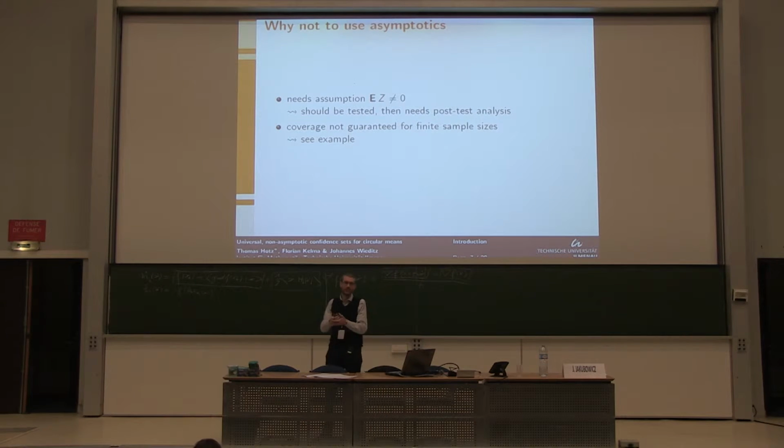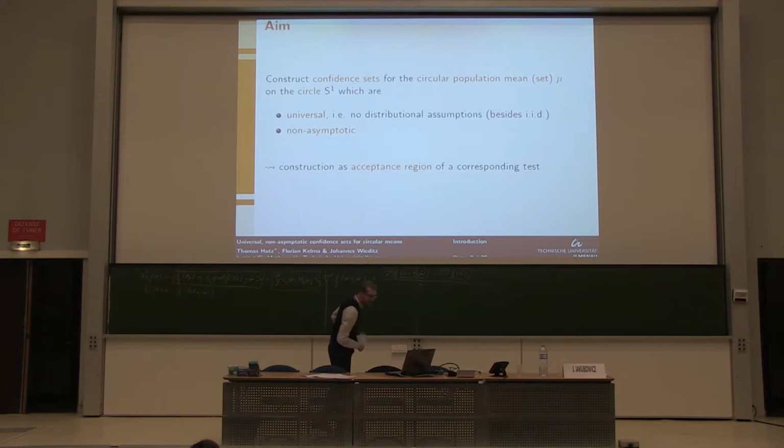And so, well, you could maybe pretest for this, but then if you were a careful statistician, you would say, then I need to do a post-test analysis afterwards. Of course, nobody does that in practice, right? This is complicated. So what I would like to have is indeed a confidence set which is universal in the sense that you don't have to make any assumption about the expectation of Z not being at 0. If it is indeed, then the confidence set should just be the whole circle. And it should not be asymptotic, so it will work for finite sample size. It guarantees coverage also for finite sample size.